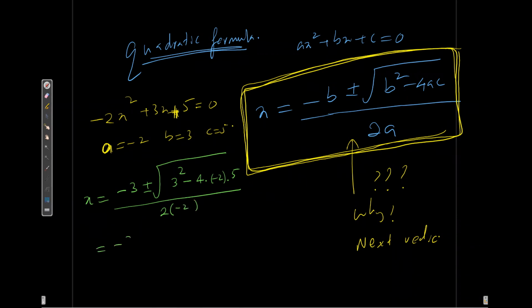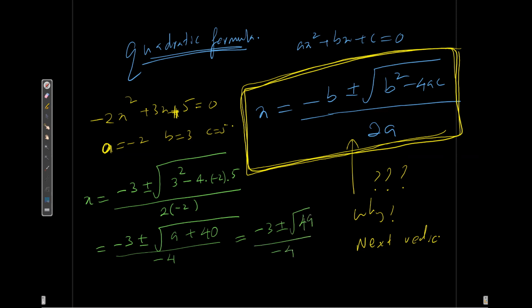So when we simplify, negative 3 plus or minus, we have 9 plus 4 times 2, negative times negative is positive, so 9 plus 8 times 5, 40, divided by negative 4. So we have negative 3 plus or minus the square root of 49. Well, 49 is 7 squared, which is nice. So we have negative 3 plus or minus 7, divided by 4.